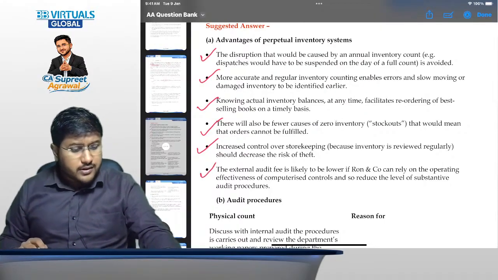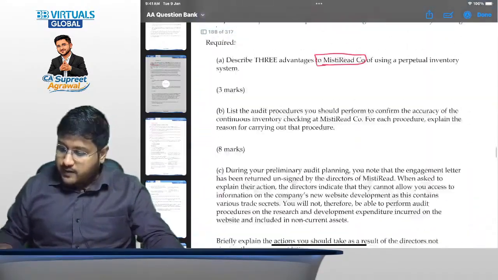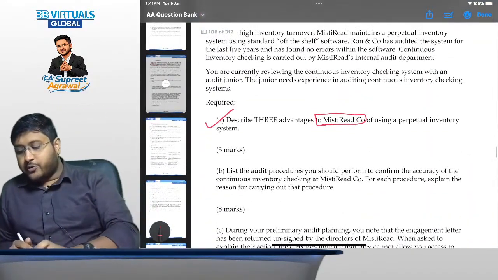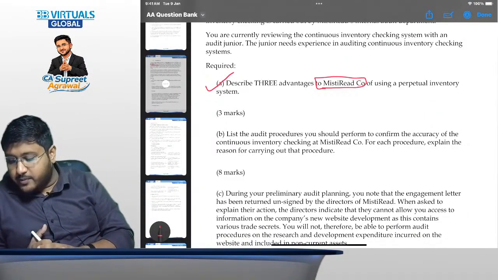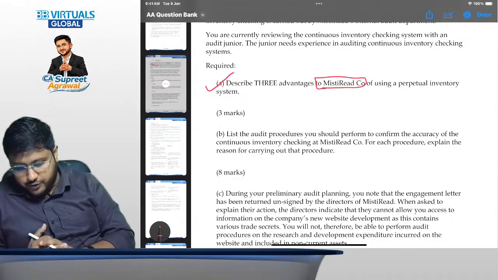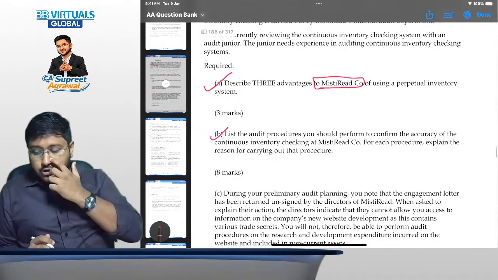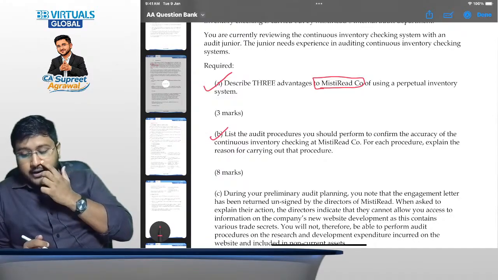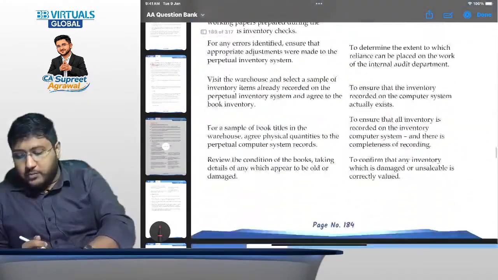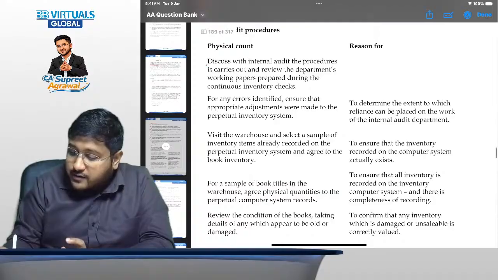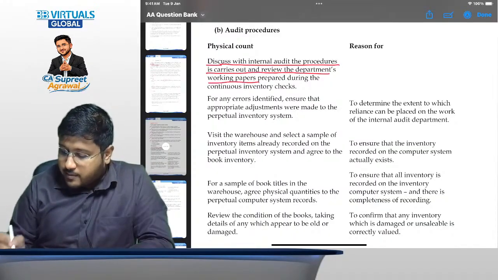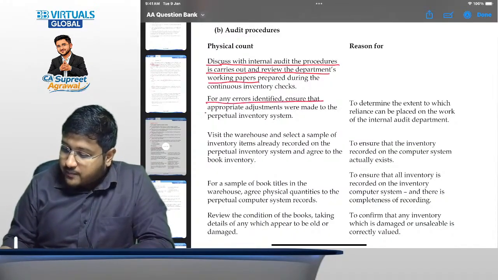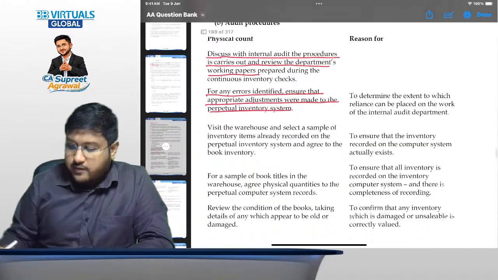Then the second question. What is the second question here? List the audit procedures you should perform to confirm the accuracy of the continuous inventory checking system at the company. For each procedure, explain the reason for carrying out that procedure. The audit procedures start with understanding, that is, discuss with the internal audit department how the procedure is carried out and review the department's working papers. For any errors identified, ensure that appropriate adjustments were made to the perpetual inventory system.